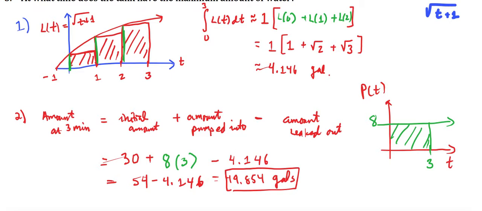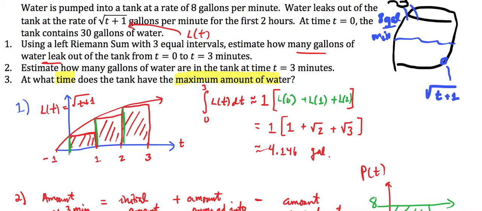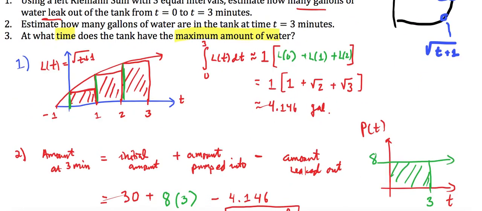Lastly, at what time does the tank have the maximum amount of water? Okay, and this is a tricky question. We want to know at what time, right? We don't need to know the maximum amount of water. We just need to know at what time. So, water is flowing in, water is flowing out. Well, when does the tank have the most amount of water?